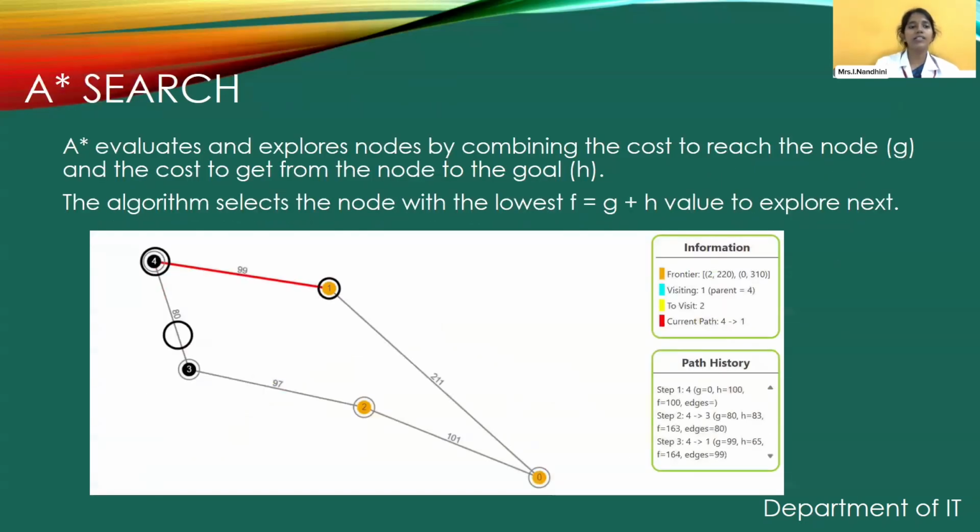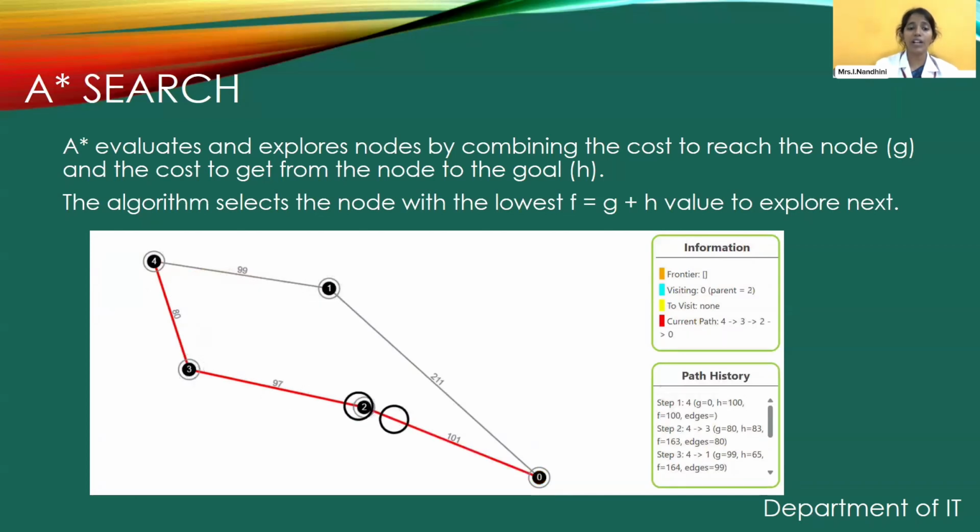The next one is the A-star algorithm. The A-star algorithm evaluates and explores the nodes by combining the cost to reach the node, that is G, and the cost to get from the node to the goal, that is H. So it is the combination of G and H. That is called the evaluation function, which decides which node is explored next.